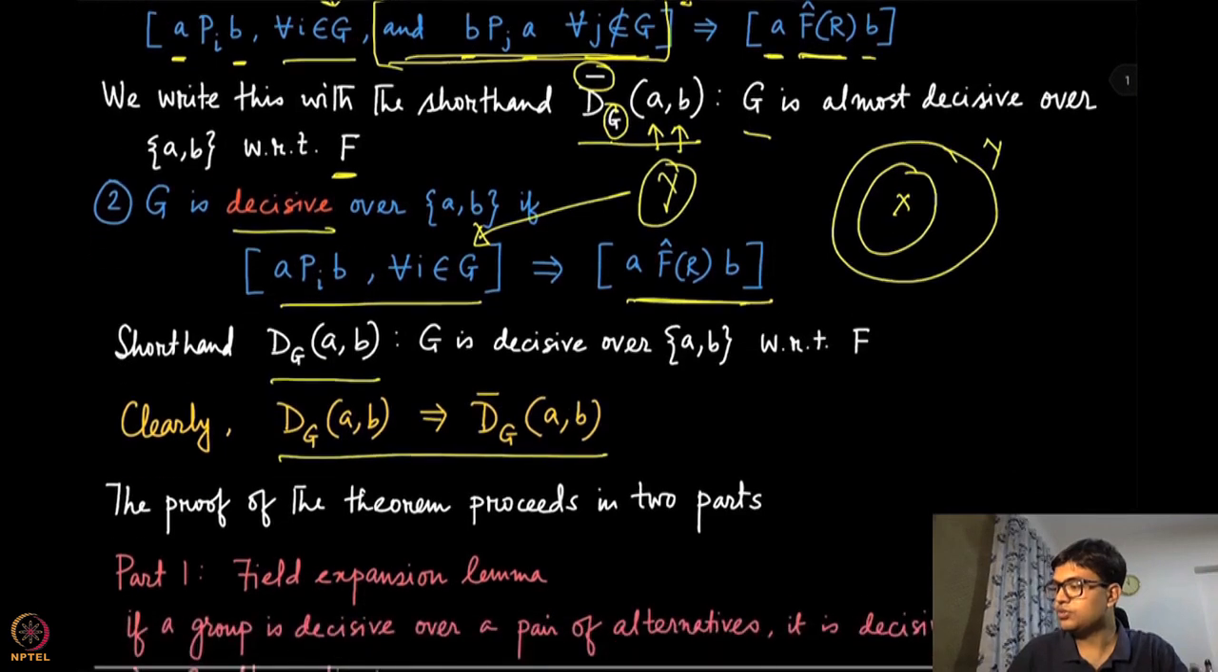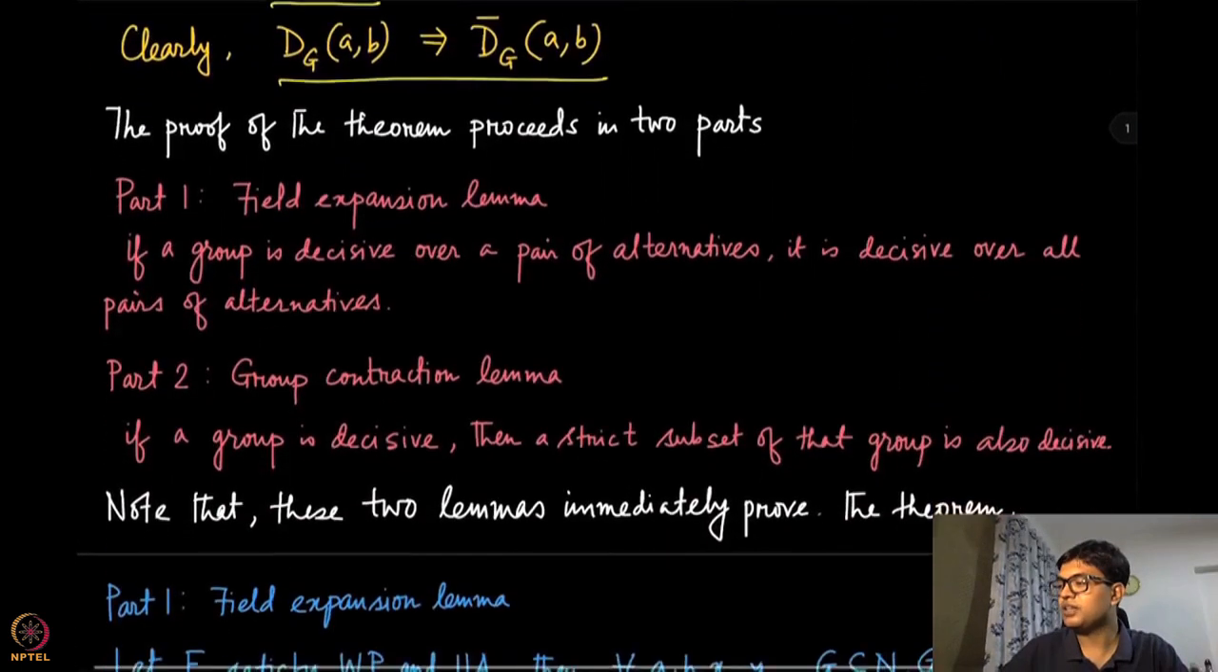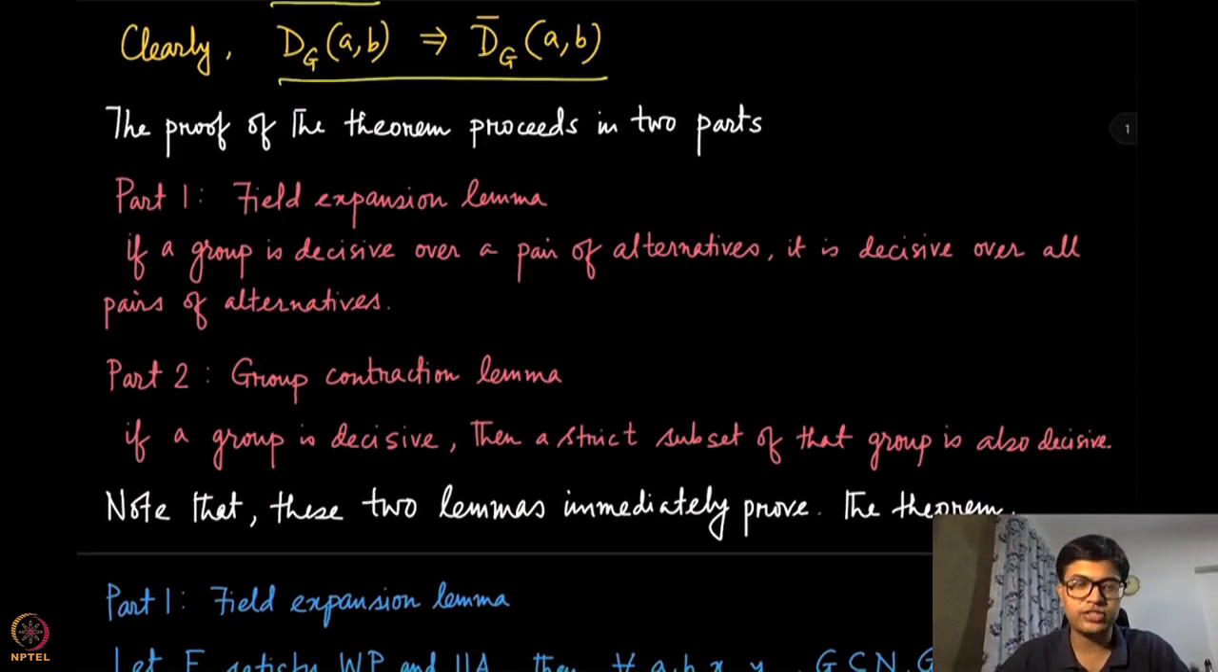Now, we define this, and now we are going to jump into the proof. Before I get into the details of the proof, let us just discuss the overall idea, how we are actually going to prove this result. The theorem will be proved in two parts. The first part is essentially what is known as the field expansion lemma. So if we are looking at a group which is decisive over a pair of alternatives, we will actually show that this is almost decisive. Not only decisive, it's even weaker.